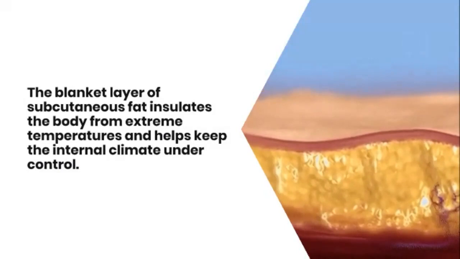Let me take this part again. It says the blanket layer of subcutaneous fat insulates the body from extreme temperature and helps keep the internal climate under control. Now, we spoke about protecting: the visceral fat protects, while the subcutaneous fat insulates. What insulate means is that it helps go against. For example, when you dip metal inside an electric socket, you know the person gets shocked, right? That metal is a conductor.